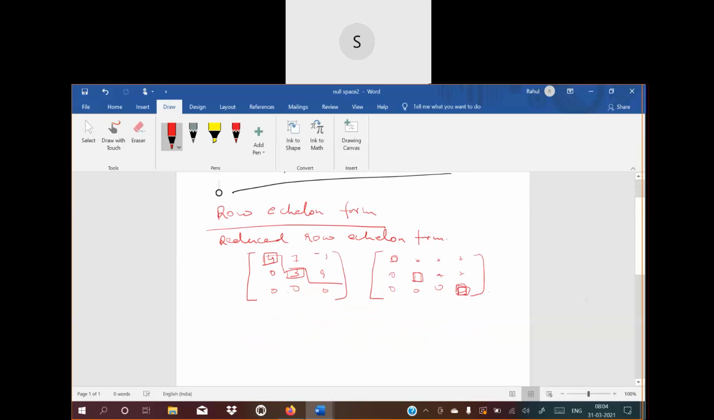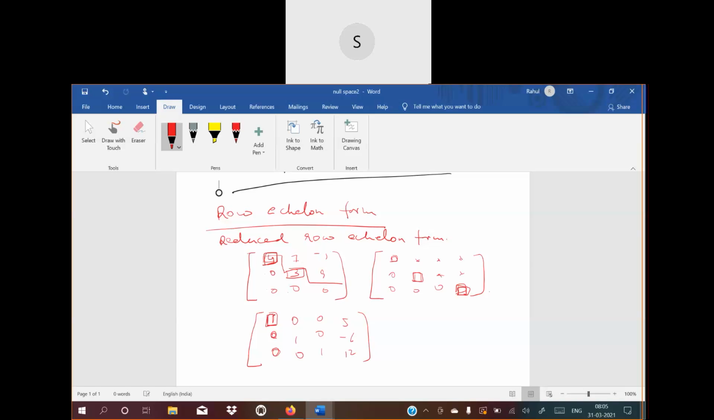Now there is another thing called a reduced row echelon form. In that there are two properties. One, that all the pivots are 1. All the pivots are 1 means what? Earlier, the pivot could be anything in the row echelon form. Now in reduced row echelon form, the pivot has to be 1, and all the elements here are zeros, right?